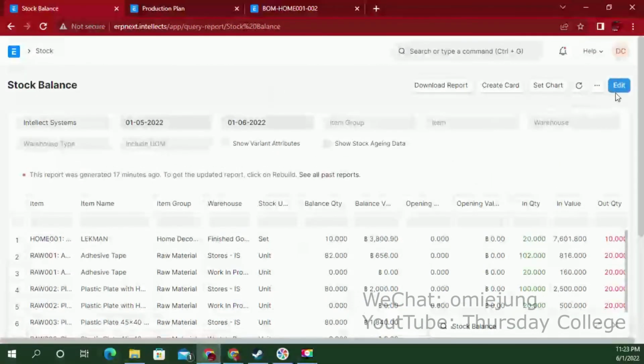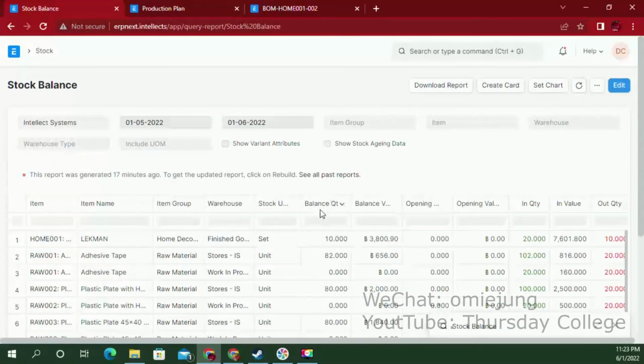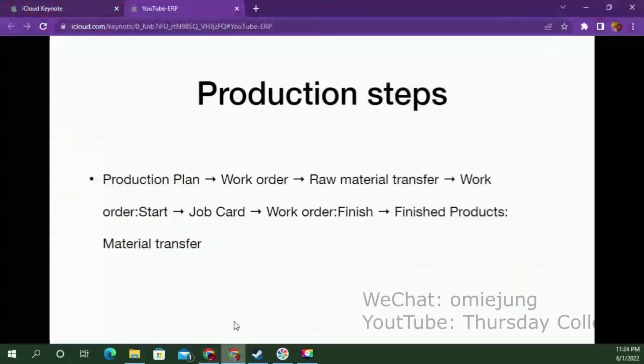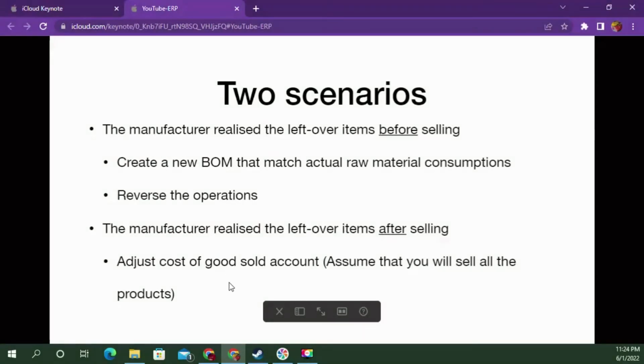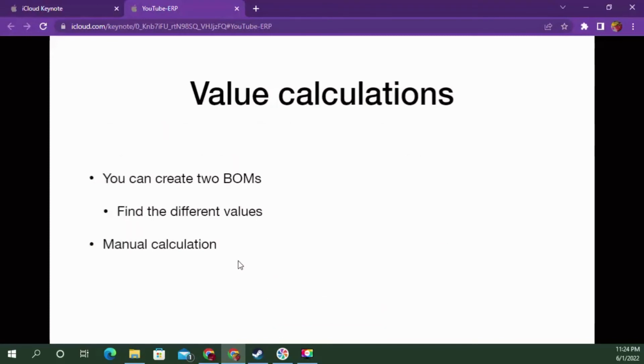Here we are. Okay, so we produced 2 times, but this one we come back to only 10. So what we see is we sold the product already, so we cannot come back and do a reverse operation. What we need to do is just adjust the cost of goods sold.